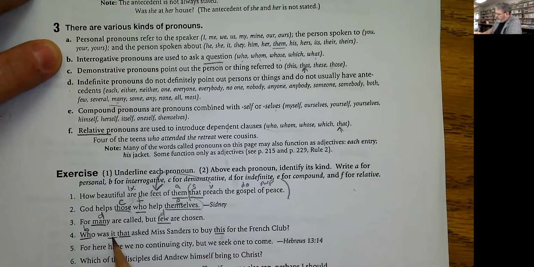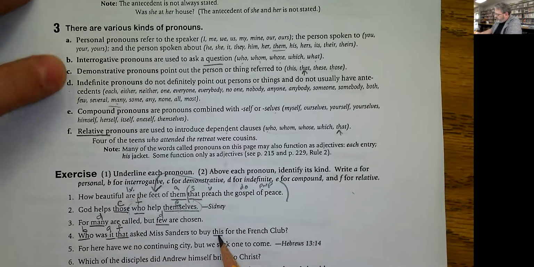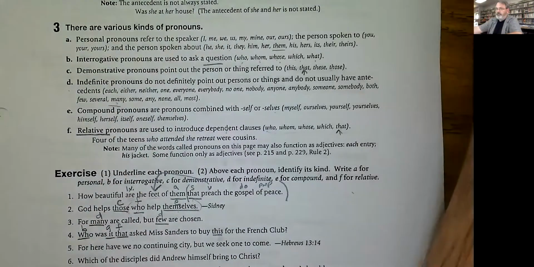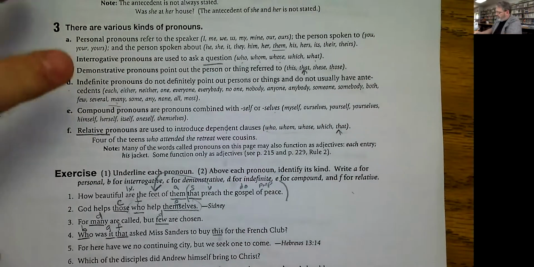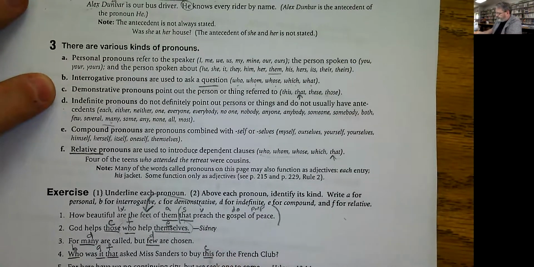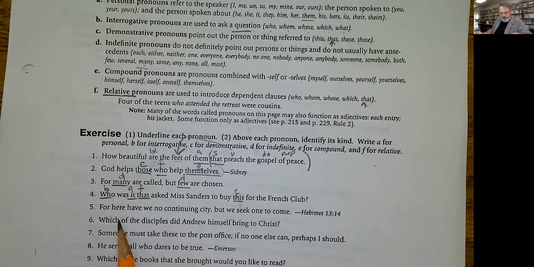It is a personal pronoun. That should be A. That asked Miss Sanders is a clause. So that one should be a relative pronoun, F. This is demonstrative. We're saying we're buying this, like who's buying this for the French Club? Right there, this. I'm demonstrating the thing that I want you to refer to. So that's demonstrative, C. All right. Next, let me just check that to make sure. B-A-F-C, yes. Okay.